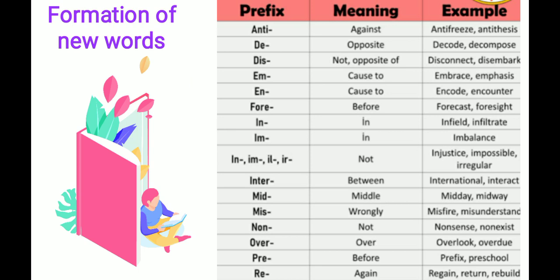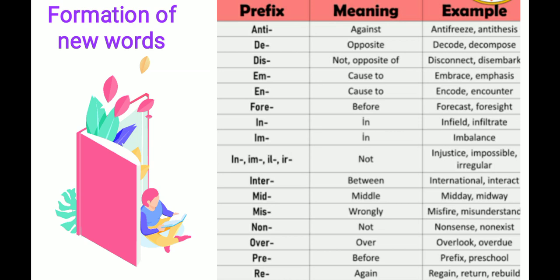There are a few prefixes given here. So many prefixes are there. You will get the list in your book also. Let's discuss these few prefixes. First of all, anti. Anti means against.